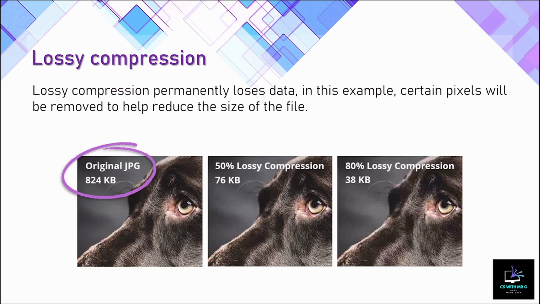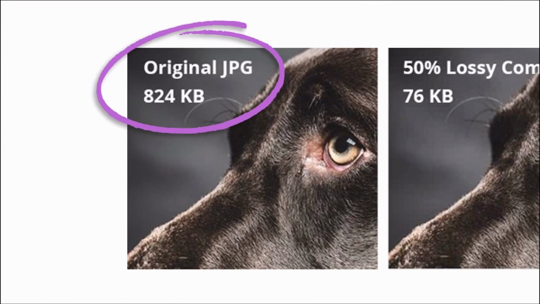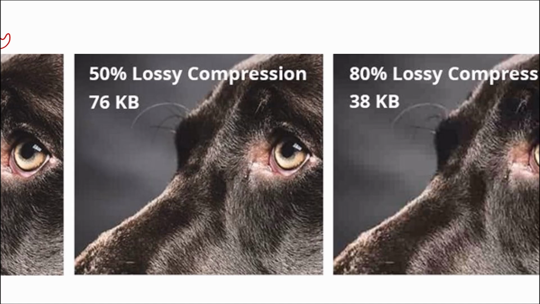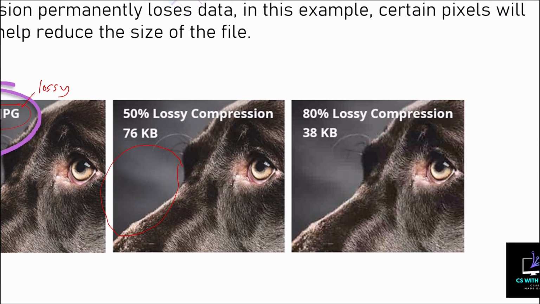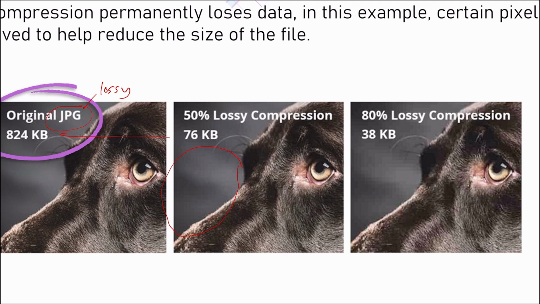So as an example of lossy compression, here we have an image and it's being compressed twice. The original picture is 824 kilobytes. And as we've mentioned, JPEG is a lossy compression format. Now, if we compress this image 50%, by taking out 50% of the pixels, you can start to see in some areas it's becoming pixelated and the quality starts to reduce. However, if you look at the file size, it's gone down dramatically. You've gone from 824 to 76.